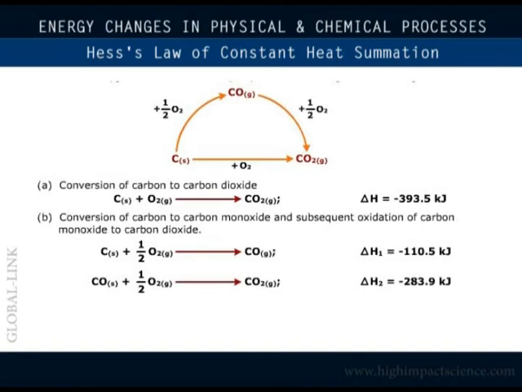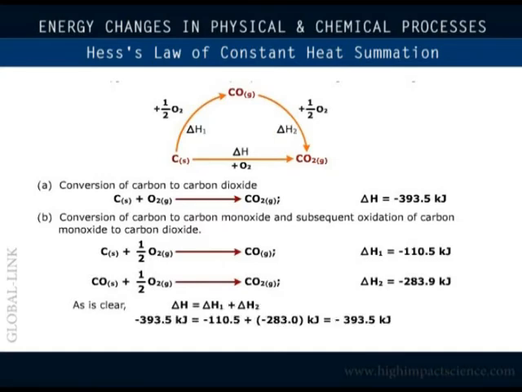According to Hess's law, delta H is equal to delta H1 plus delta H2. Negative 393.5 kilojoules must be equal to negative 110.5 plus negative 283.0, and that is indeed true.